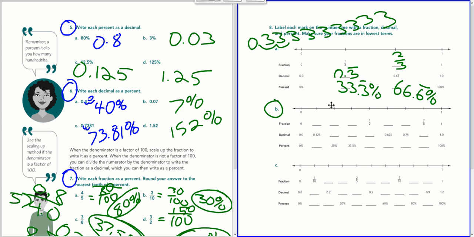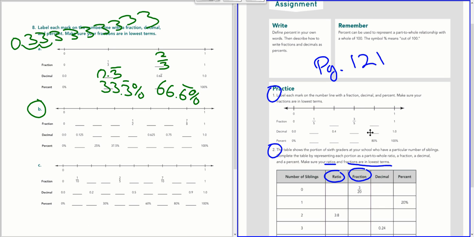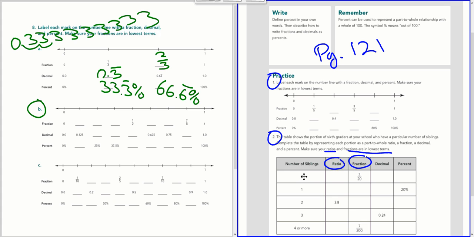Then we worked on these number lines. All right, filled in the missing values in each. And that's basically what we're going to do on our assignment. We're going to fill in these missing values here. On number 2, we're filling in this chart. Don't worry too much about the number of siblings. Yes, it happens to be a number, but it's basically a category.